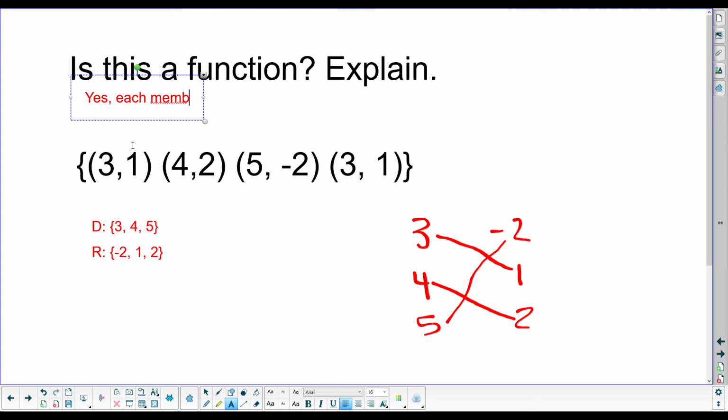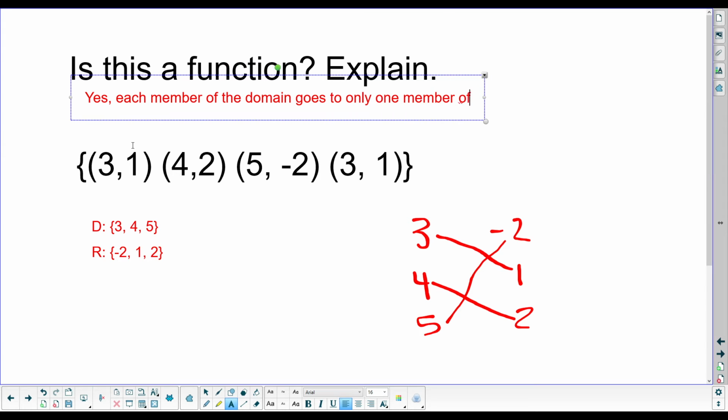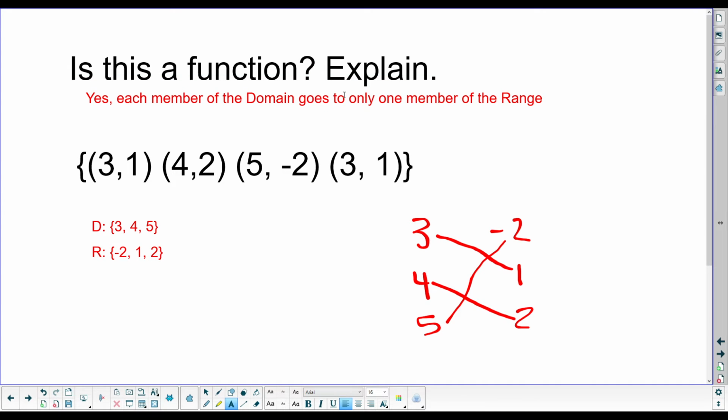So each member of the domain goes to only one member of the range. Okay, so each member of the domain only goes to one member of the range. So there's a unique mapping there, right?